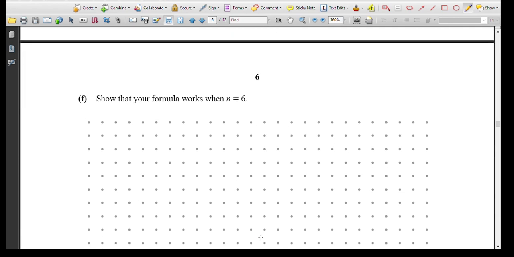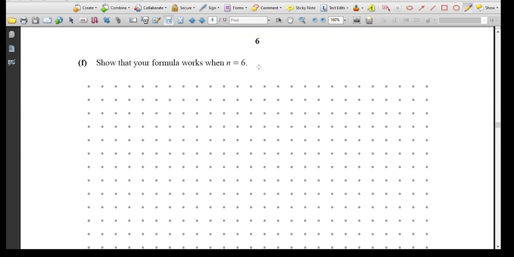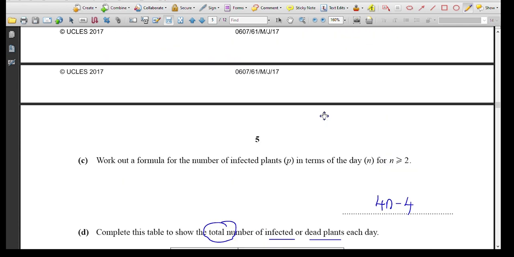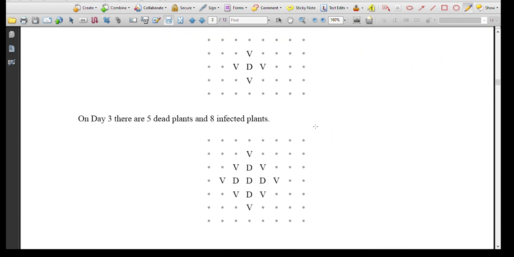Show that your formula works for n equals 6. Let's see here whether it works. If n is equal to 6, what is the total answer we are going to get? One plant at the top, so the 3 are infected here. And here it is 5, and here it is 3 again, and here it is 1. This is for day 3.